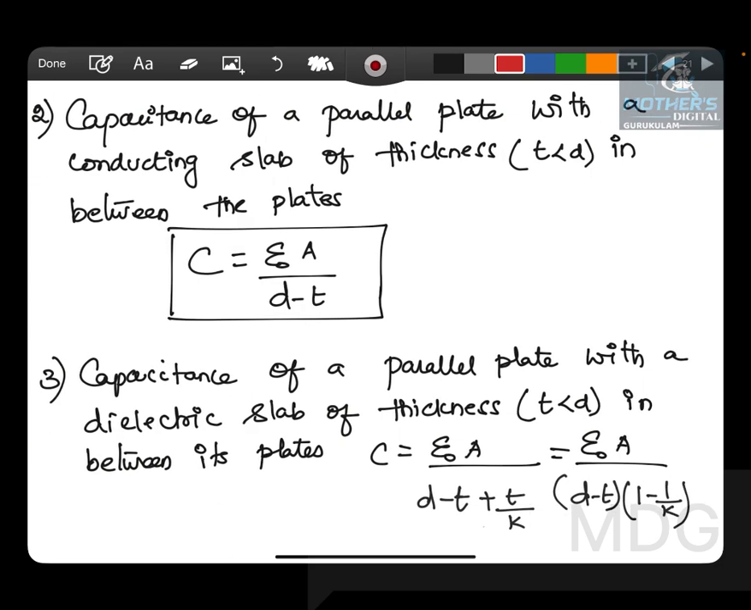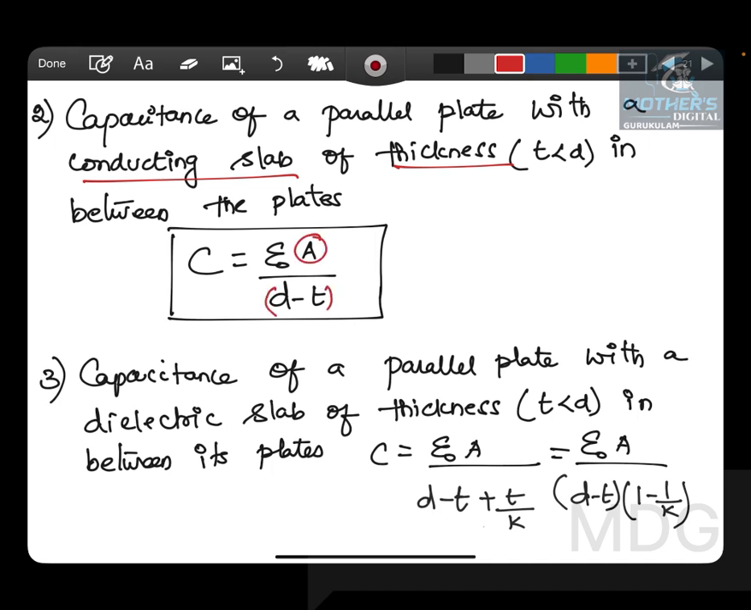Next formula: capacitance of a parallel plate capacitor with a conducting slab of thickness T, which is less than the distance between the two plates, is given as C equal to epsilon naught A by D minus T.